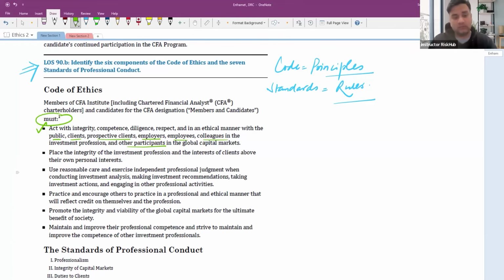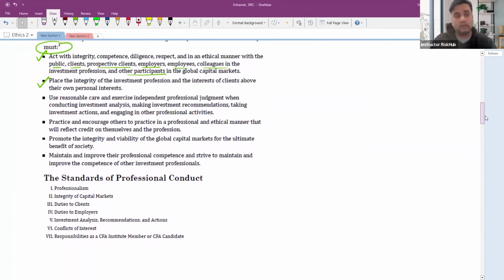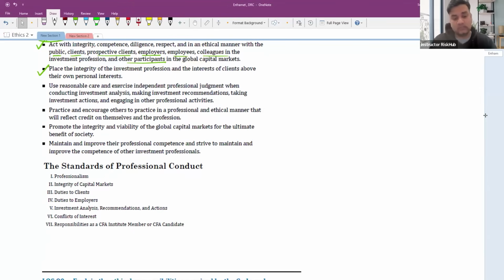Second, place the integrity of the investment profession and the interest of clients above personal interest. Basically, the mantra here is that the client always comes first, right? Then use reasonable care and exercise independent professional judgment. The idea here is, don't blindly follow your boss's instructions. Don't just copy paste the recommendations. Apply your mind, apply reasonable care, and exercise independent professional judgment, right?